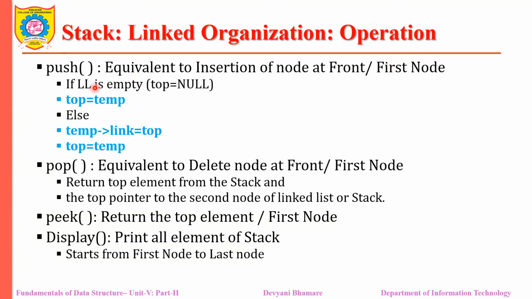If the linked list is empty, then we are directly saying that a newly created node is pointed to by top. Otherwise, we are saying temp of link is equal to top and top is equal to temp. Then the pop operation: pop is equivalent to delete at front, right? Then we need to return that topmost element from the stack, and the top pointer points to the second node.